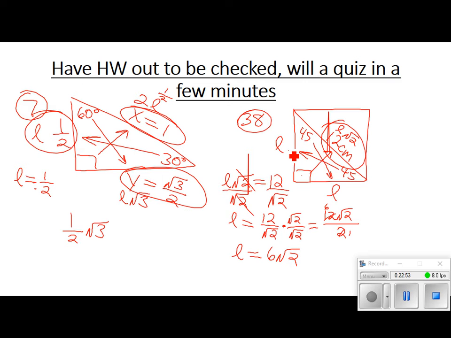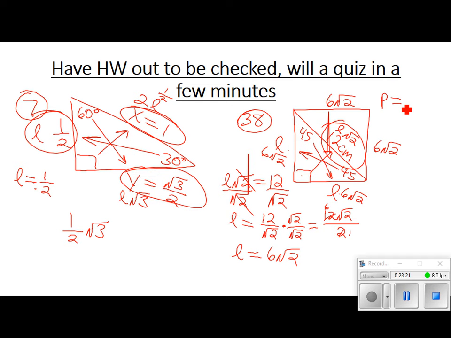How long is this side in that square then? 6 radical 2. How long is this side? 6 radical 2. I don't even remember what the problem asks us to find. What's the perimeter of a square? How do you find the perimeter of a square? Add up all the sides, or you could just take one of the sides and multiply it by 4.